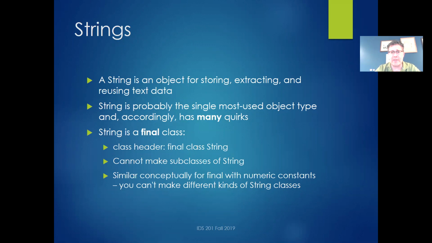This is conceptually similar to final with numeric variables. If you use final for a variable, it means you can't change that variable, right? If you make final for a class, you can't change the class. And basically, if we made a subclass of String, we would be saying it's a different special kind of string. And when it's final, you can't do that.